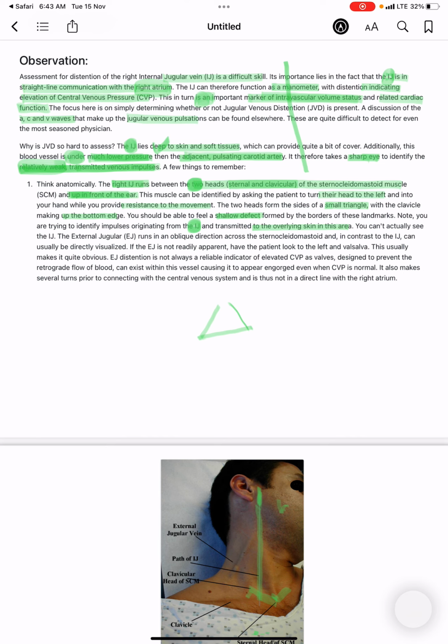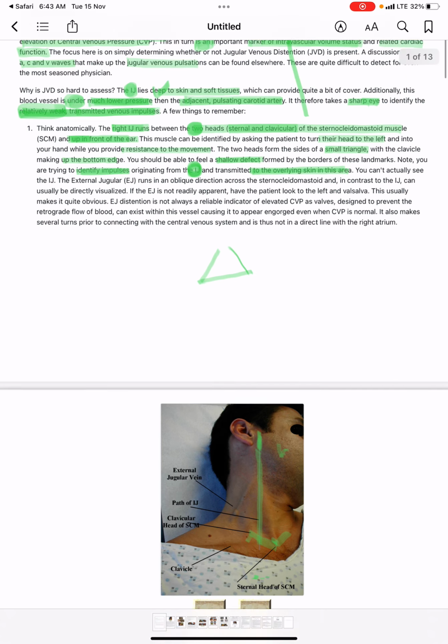So what are you trying to identify? You are trying to identify the impulses originating from the internal jugular vein and transmitted to the overlying skin in this area. You can't actually see the internal jugular vein. You are just trying to identify the impulses originating from the internal jugular vein.